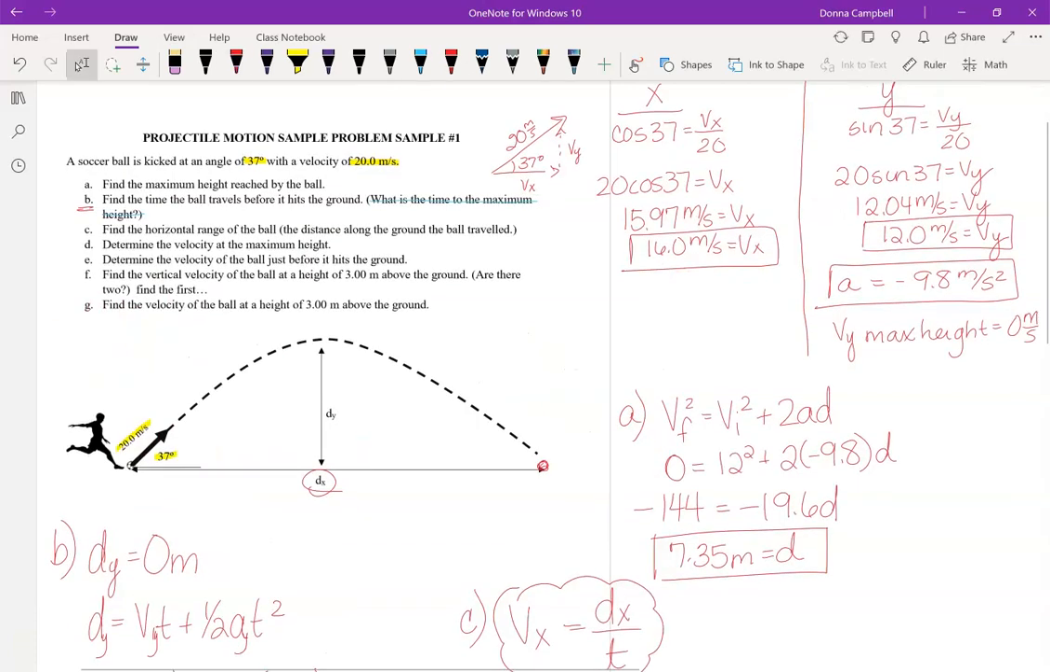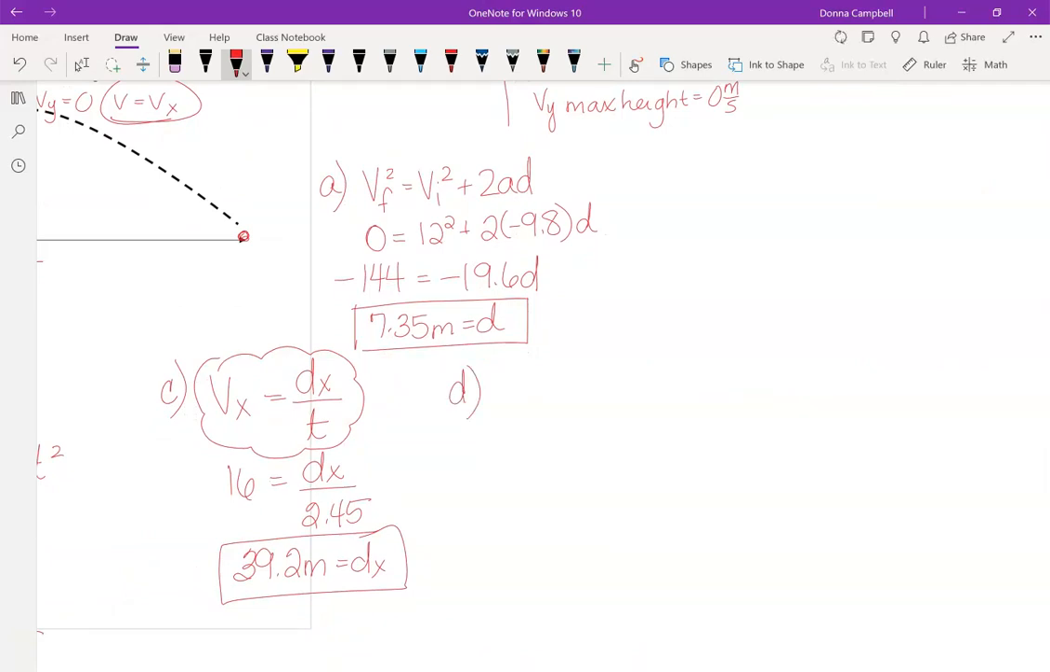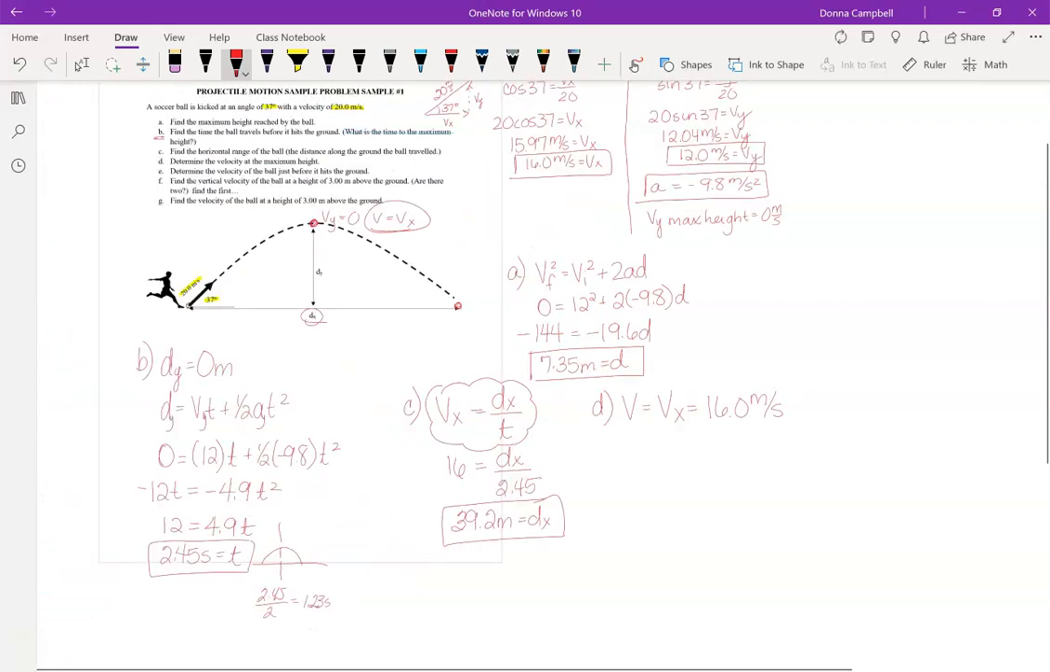Determine the velocity at the max height. Well, at the max height, we know the vy is 0, and the velocity v equals the vx. So for D, the velocity equals the vx, which is 16.0 meters per second. So that's the answer to D.